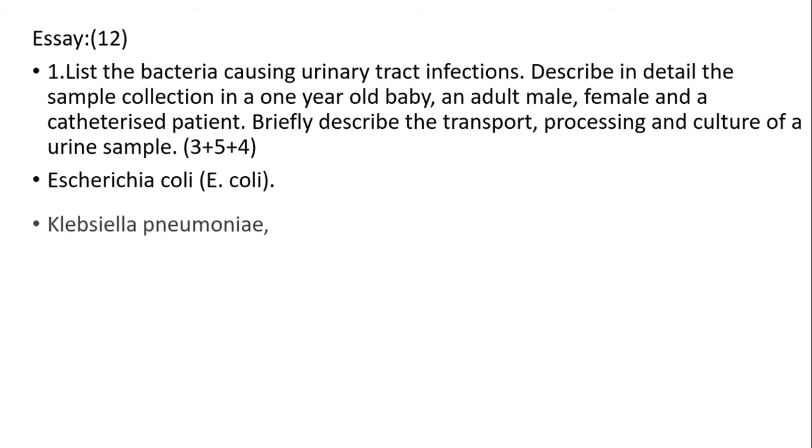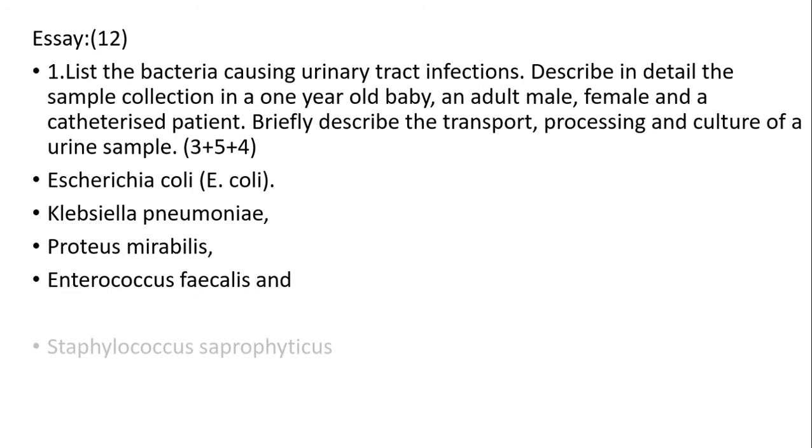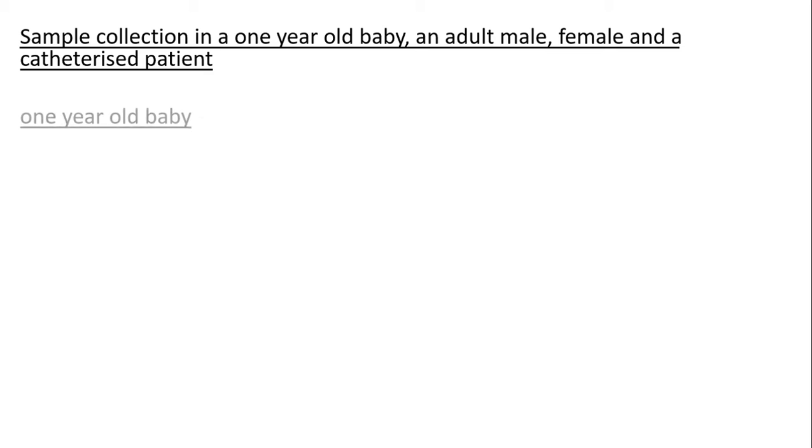E. coli, Klebsiella, Proteus mirabilis, Enterococcus faecalis and Staphylococcus are the common bacteria which cause the urinary tract infection. So we will see how a sample is collected in a 1-year-old baby.